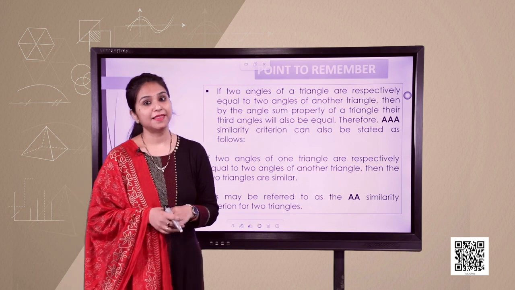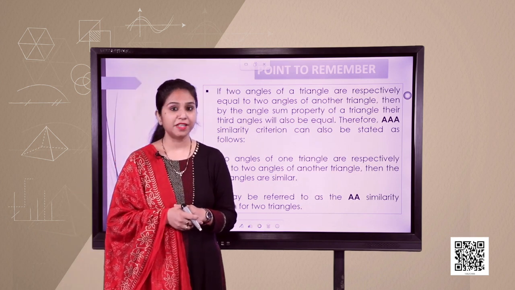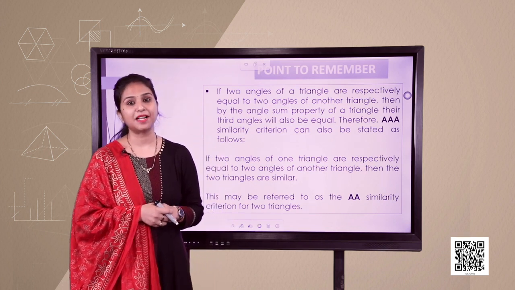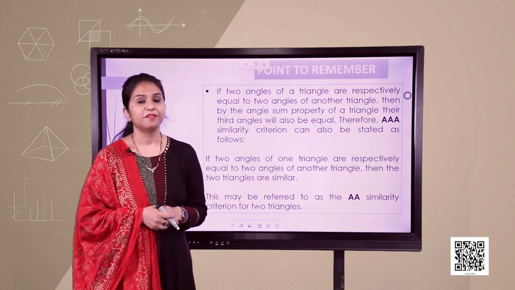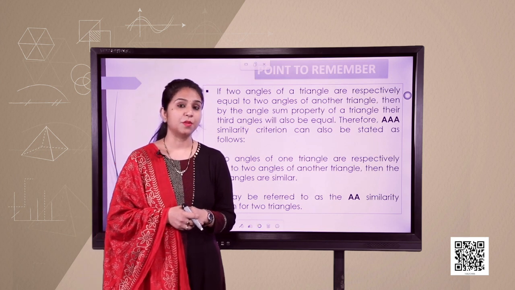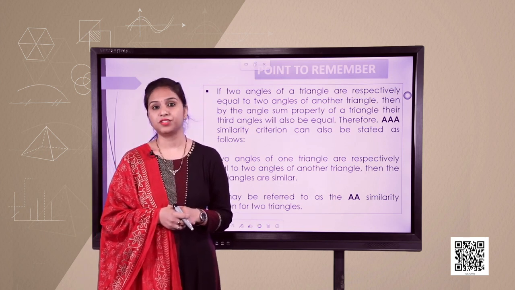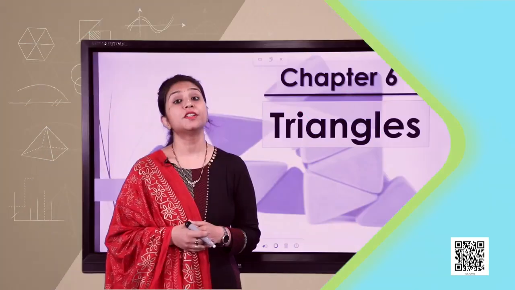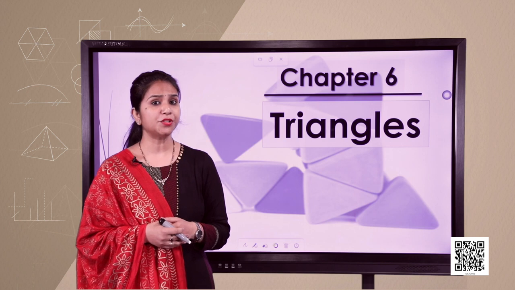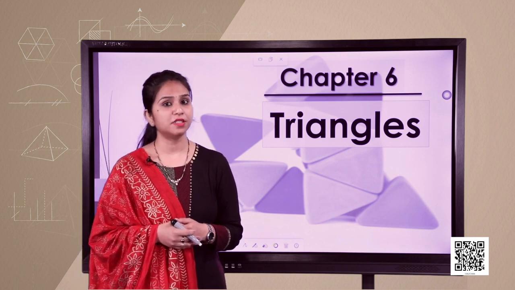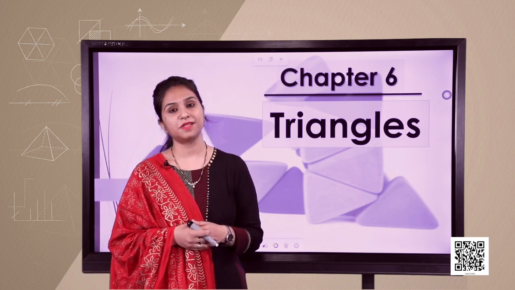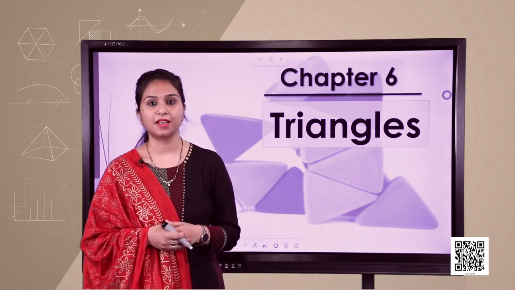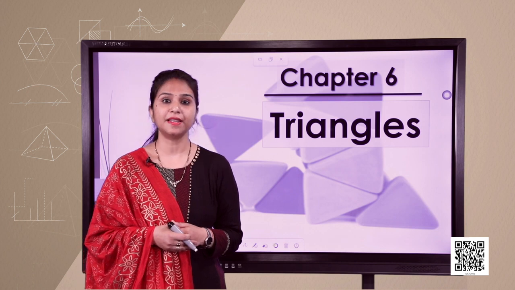So children, in this session we have learned two very important theorems. Theorem number 1, that is converse of basic proportionality theorem. Along with that, we have discussed similarity criteria number 1, that is AA criteria or AAA criteria. Thank you so much. So in our next session, children, we are going to discuss two more very important theorems, theorem 6.4 and theorem 6.5, which are two more similarity criteria, that is SSS criteria and SAS criteria.